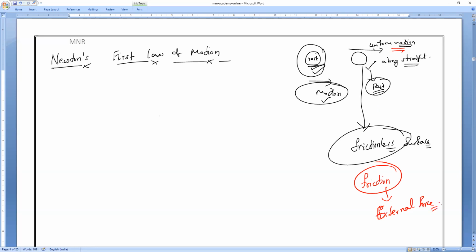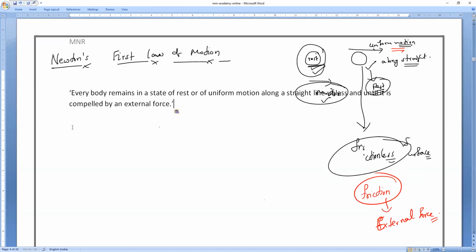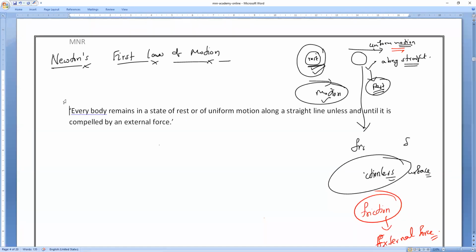Clear, everybody? Yes. Pranav, that is what is called Newton's first law. All of you observe very carefully. What is Newton's first law? Every body remains in a state of rest or of uniform motion along a straight line unless and until it is compelled by an external force.